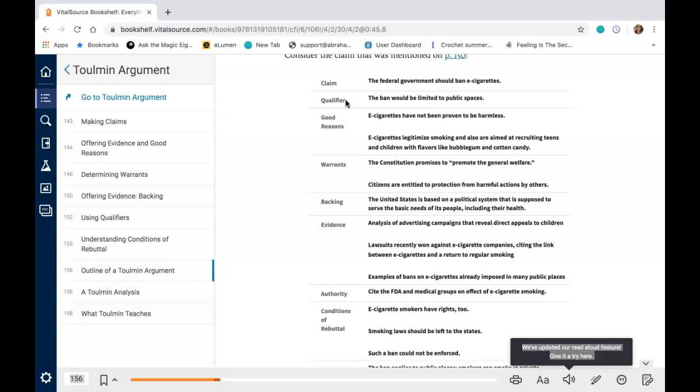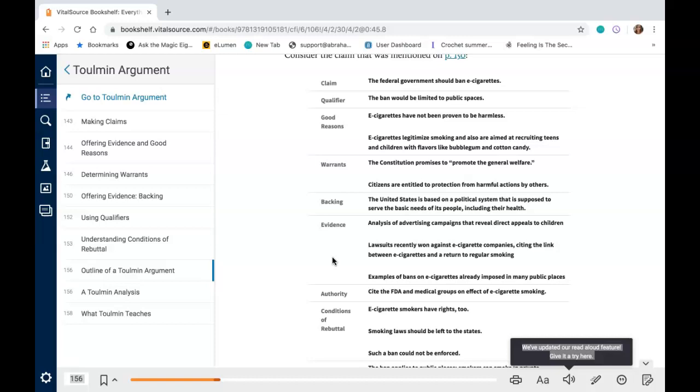That's the mindset. So the backing would be that the United States is based on a political system that is supposed to serve the basic needs of its people, including their health. So going back to public access, this is public access to people on a large scale, not private. Okay, so that's a really important thing.